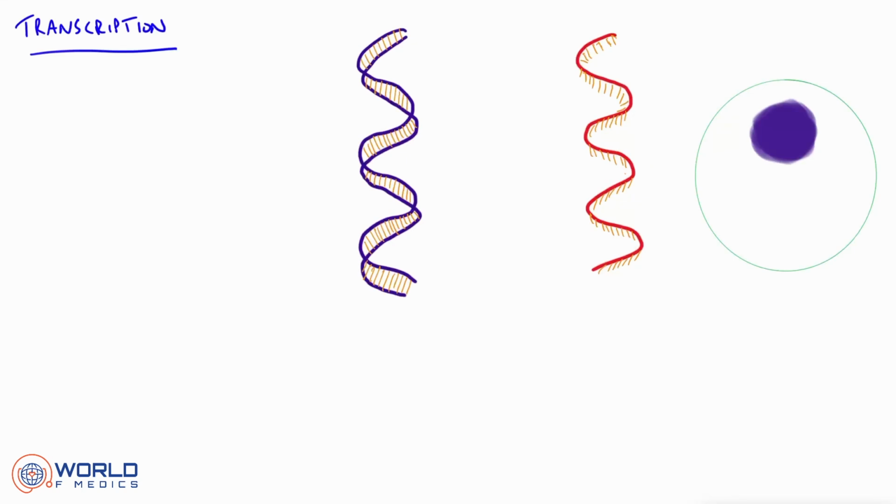Transcription. What does transcribing mean? Well, transcribing means copying. And what exactly are we copying? Well, we've got our DNA molecule here. And essentially what's happening is one strand of the DNA molecule is being converted into an RNA molecule.